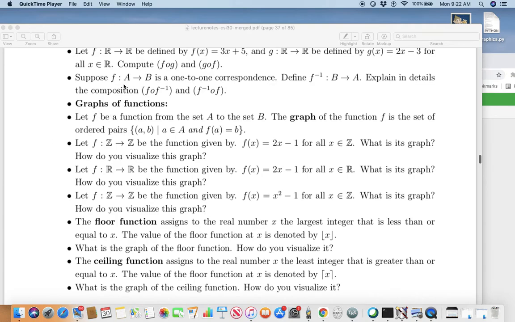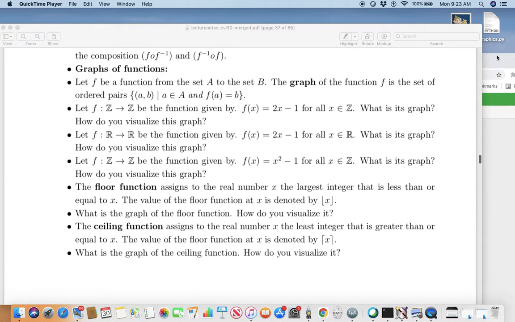Suppose that f from A to B is a one-to-one correspondence. Define f inverse from B to A. Explain in detail the compositions f∘f inverse and f inverse ∘f.